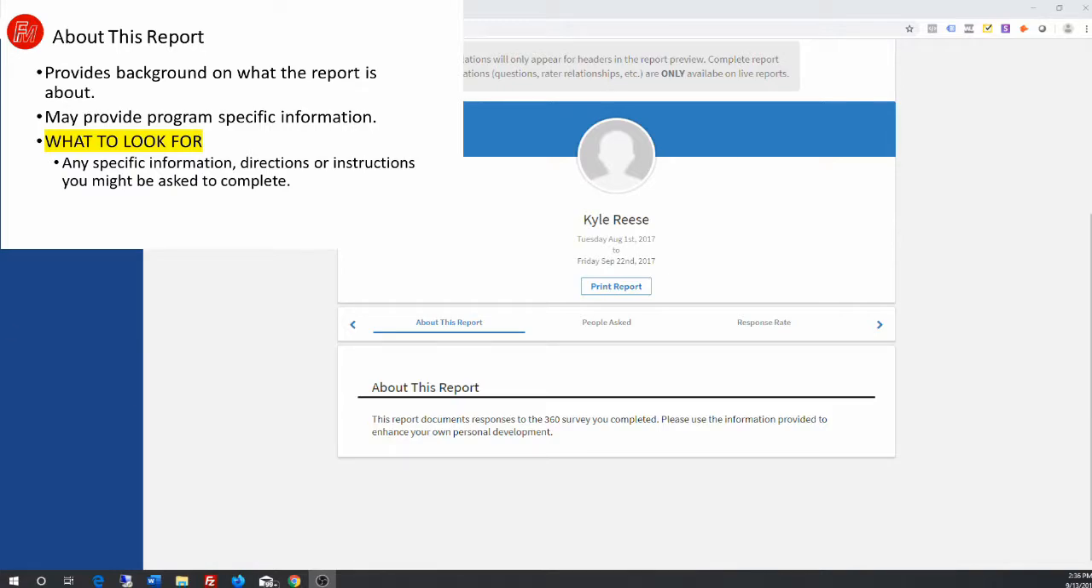The other thing I want to make you aware of is I'm going to be going through every single section that's available in a Fastmere individual report. Depending on how your 360 administration team set up your individual report, you may not have every section in your report that I cover. And in those cases, you can skip over them if you want.